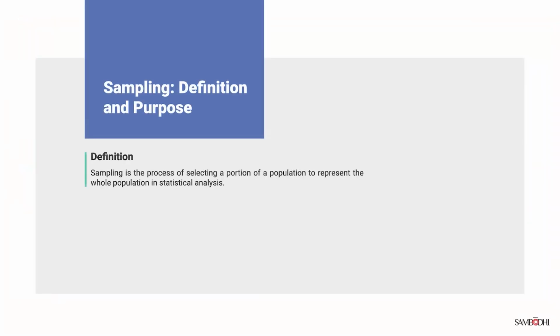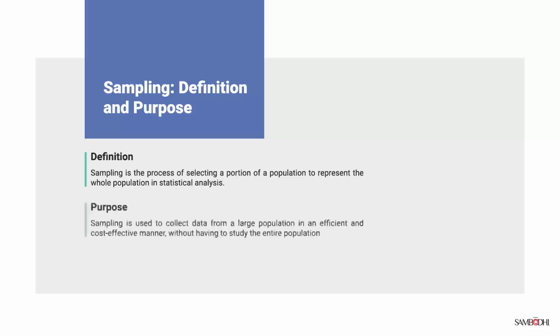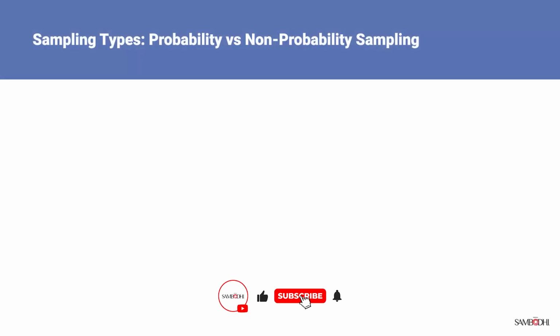Sampling is the process of selecting a portion of a population to represent the whole population in statistical analysis. It is used to collect data from a large population in an efficient and cost-effective manner without having to study the entire population. Some of the key considerations during this process include sample size and representativeness. Sampling process is of two types: probability sampling and non-probability sampling, which we will now discuss.